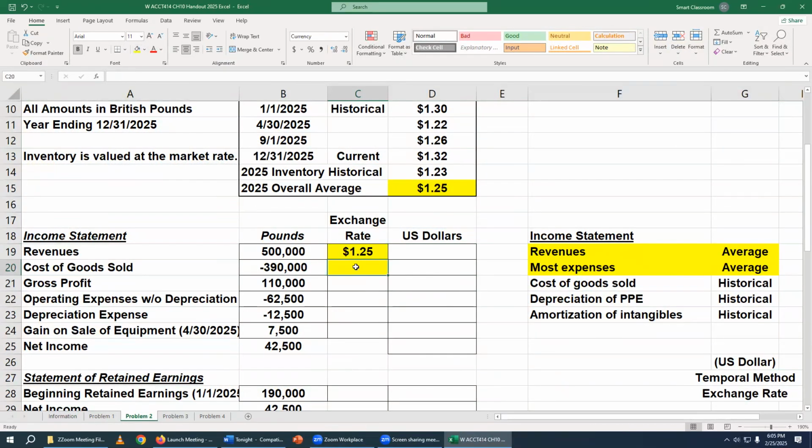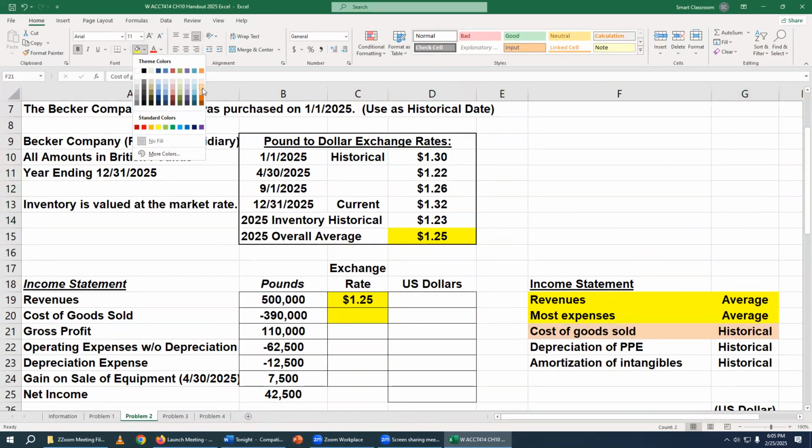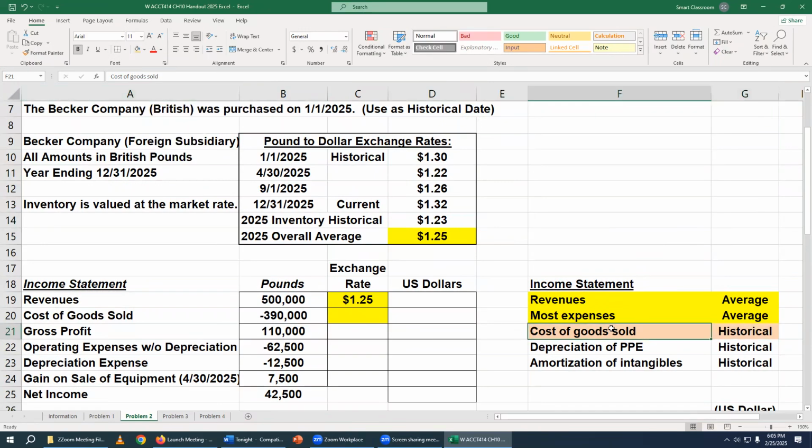Wait a minute, I did something wrong here already. Right here. Cost of goods sold is going to be at a historical cost. Now, okay, here we go. Inventory historical. Yeah, I goofed up already. What's wrong with me? Okay, let's see. We'll make that orange. So inventory can go in at historical cost.